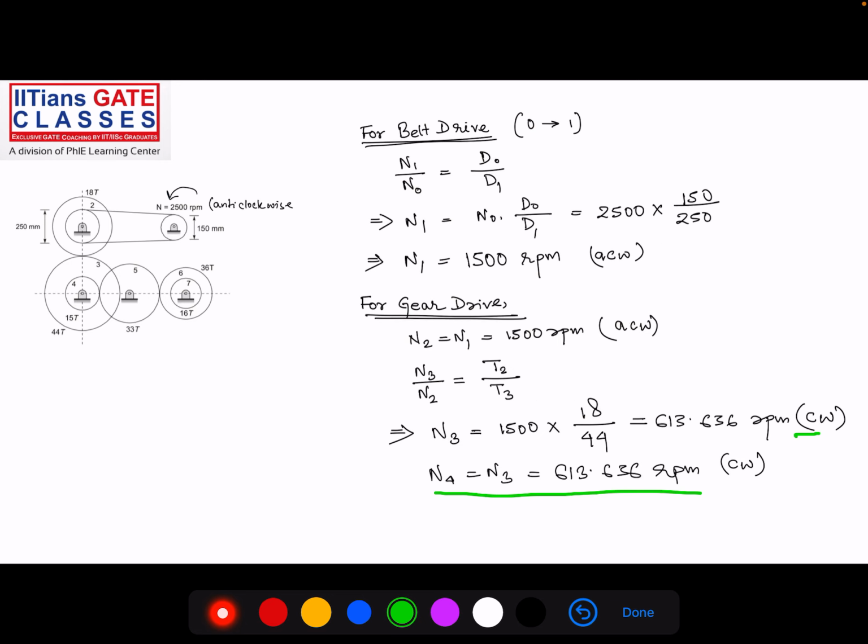Yes, you can also use the concept that velocity ratio is equal to the product of the number of teeth on the driven by the product of the number of teeth on the driver, right? Yes, you can do it that way also. But okay, that formula you already know. If you have attended the classes, you can directly use that formula. But you have to find out which one is the driver and which one is the driven. So do not make a mistake.